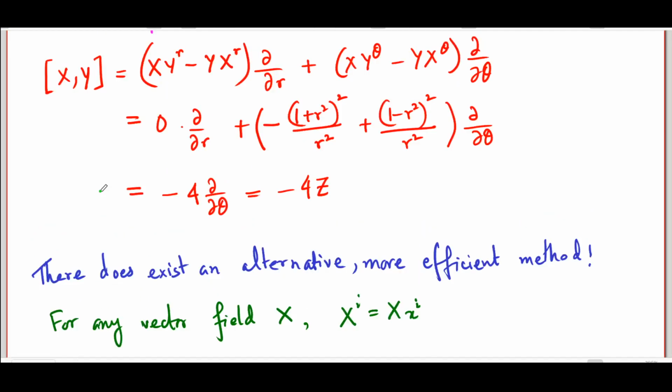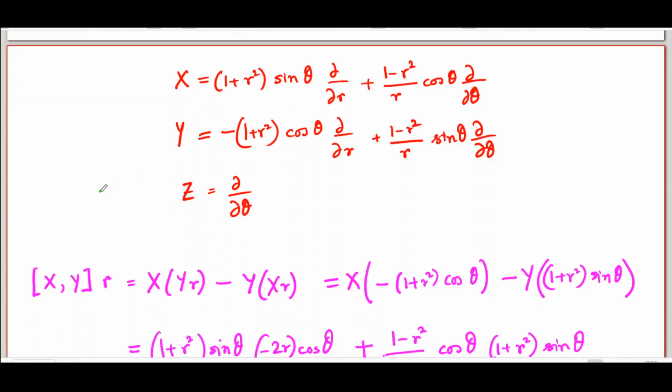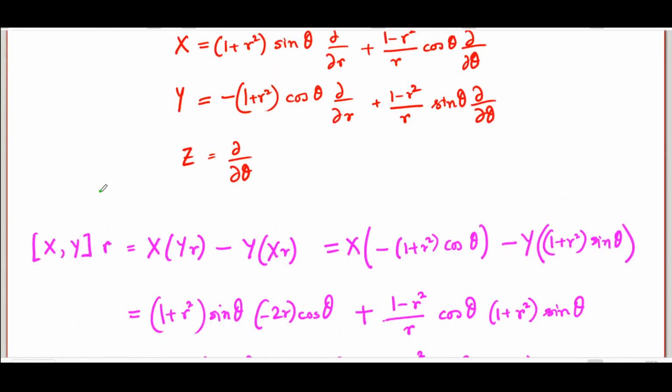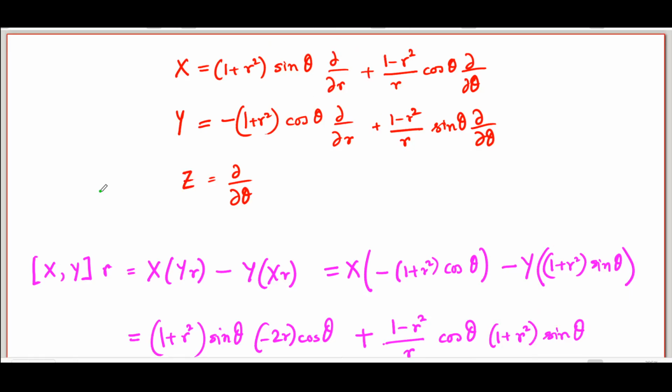So if you want the r-th component of the Lie bracket, you apply the Lie bracket [x, y] directly on r. You want the theta component, you apply it directly on the function theta, the coordinate function. Given these forms of x, y and z, repeated once again to help you remember: you want [x, y] acting on r, you just apply x on yr minus y on xr. This is going to give you the r-th component of the Lie bracket [x, y].